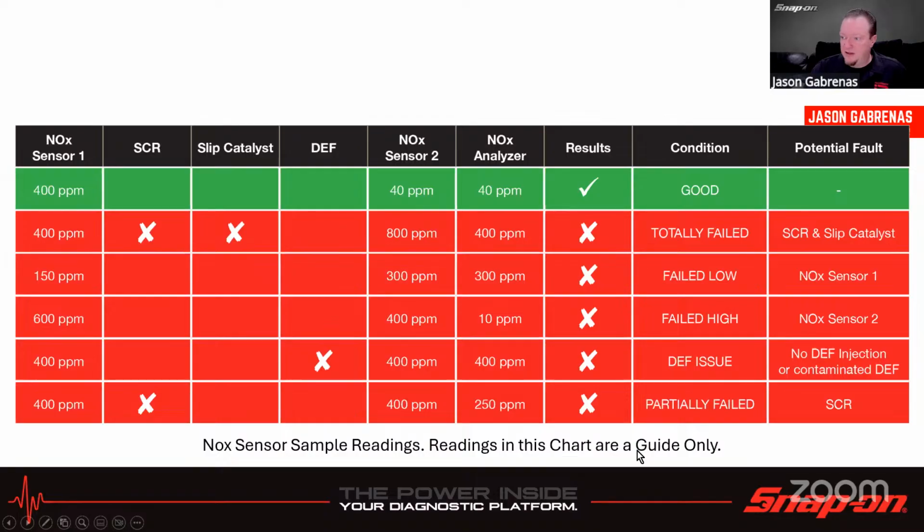Sample readings, a guide only, your mileage may vary, all the common qualifiers, but that's just a good rule of thumb, and I think that's a pretty quick way to verify, right? So just check my PID data, make sure that it jives with what I'm actually seeing as the gas comes out. Makes sense to me.